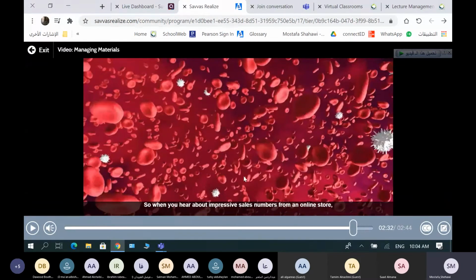So the main function of the circulatory system is transporting. It's a delivery system that delivers oxygen and carbon dioxide and takes away wastes from the body.